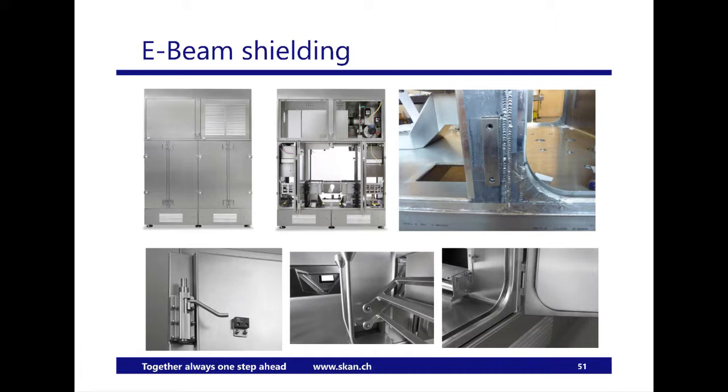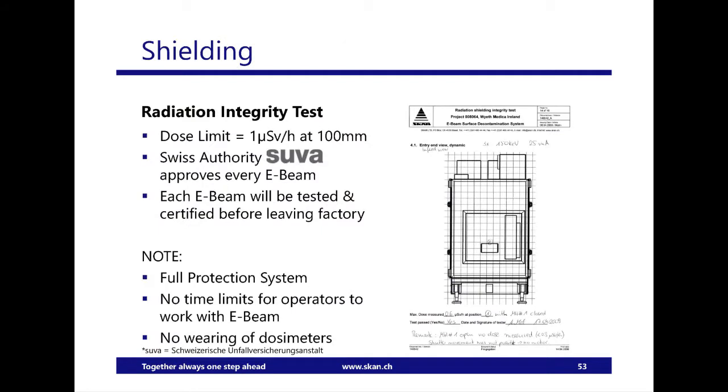Also, what we need to do is, we're producing in Switzerland, so we make an appointment with our authority, the SUVA, and they approve every E-beam. They measure around the grid here, around the E-beam, and the dose limit is 1 microsievert per hour at 100 millimeters. They certify each E-beam, and if we deliver it, for example, to Ireland, where we have 4 E-beam systems, then the authority there comes in, they also do the shielding test, and they release and approve it.